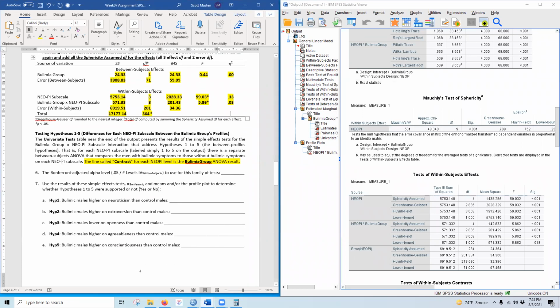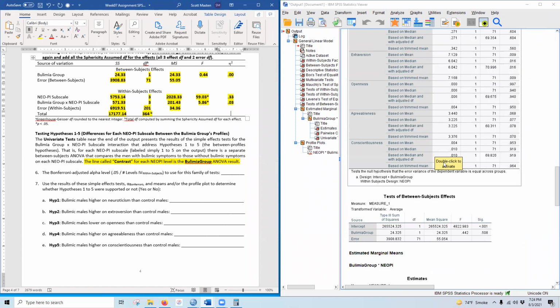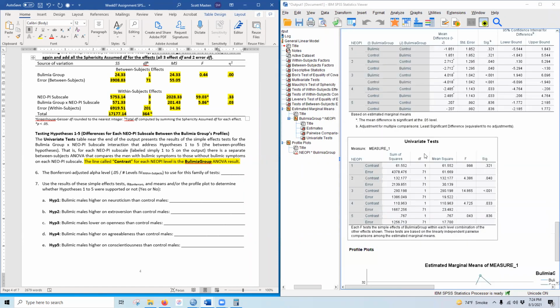So we're going to test hypotheses 1 through 5. These are the ones that, when we added the compare bulimia group, we get automatically on our output. These are the between lines, one test for each NEO-PI subscale. So go down until you find something called univariate tests. There it is. So what is this? Well, read the bottom. Each F tests the simple effects of bulimia group within each level of combination of the other effects shown. It compares bulimic and non-bulimic males for NEO-PI subscale 1, 2, 3, 4, and 5.